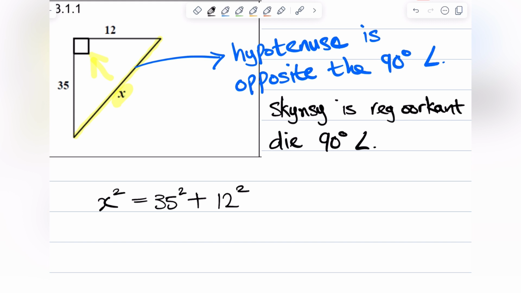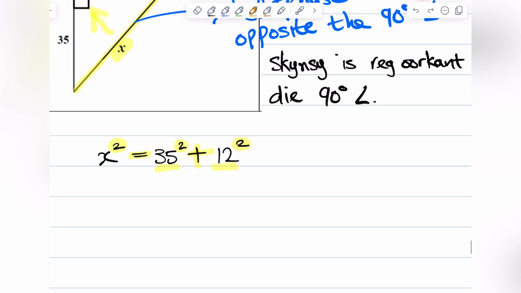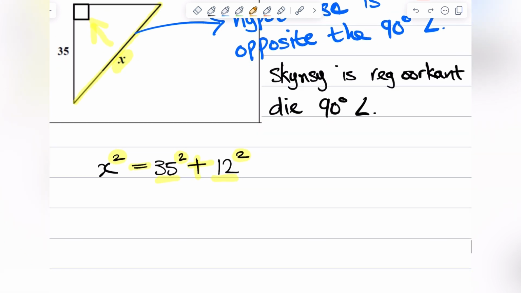So the square of the hypotenuse is equal to the sum of the squares of the other two sides. So net in Afrikaans weer eens, so hierdie magte of eksponente van 2 verwys na die vierkante. So die vierkant van die skynsy is gelyk aan die som van die vierkante van die ander twee sye. Dit is wat Pythagoras sê.